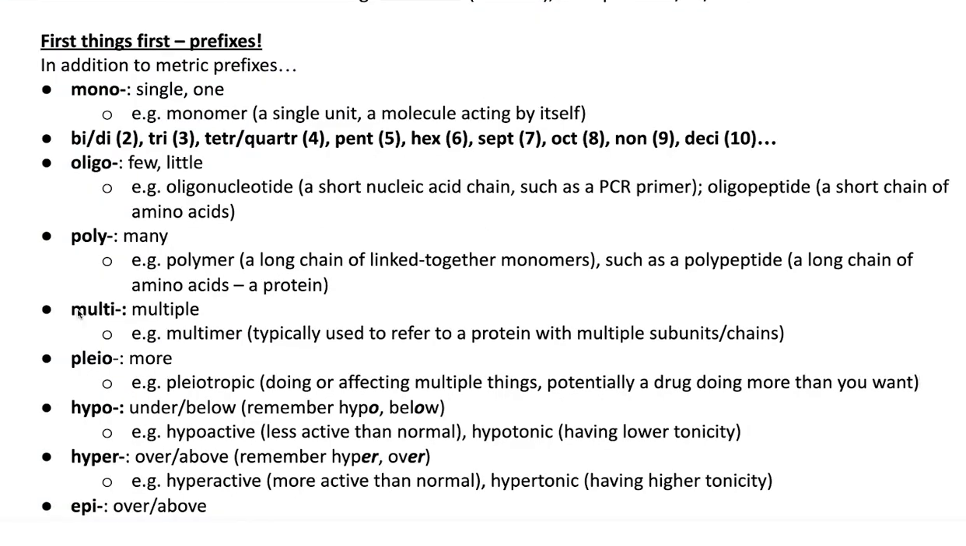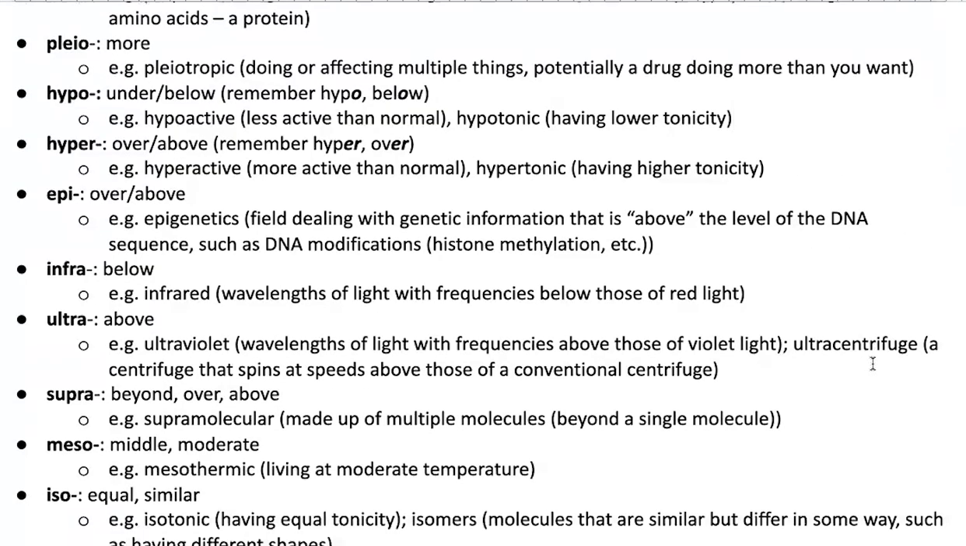You also see the prefix multi, so multiple. And so a multimer is a word that's typically used to refer to a protein that has multiple subunits or chains. And we'll see how we can further classify these as heteromeric and homomeric, and we can have dimers and trimers. Those would all be examples of multimers. Pleio means more. So if you hear about something being pleiotropic, that means it's doing or affecting multiple things. And so sometimes this is a drug doing more than you want it to do. So if it has off-target effects, if it has lots of effects, and maybe you're trying to tease apart those effects, you could refer to all of those as being pleiotropic effects.